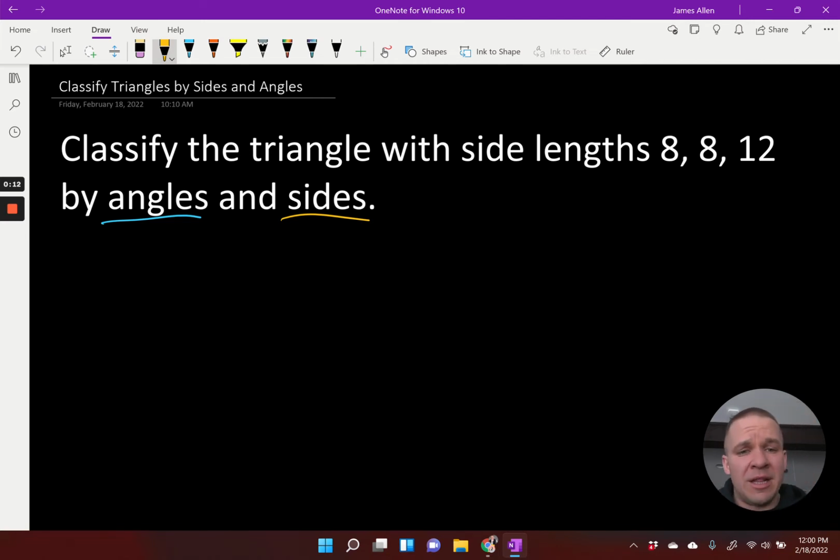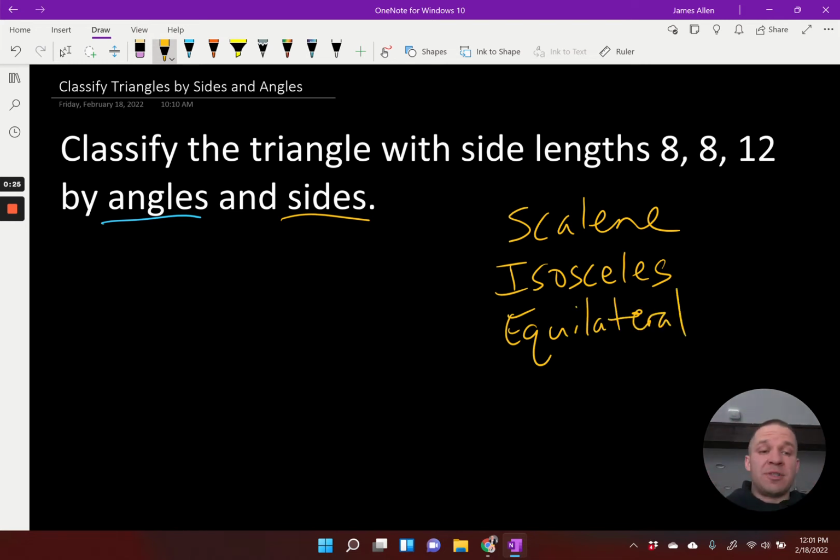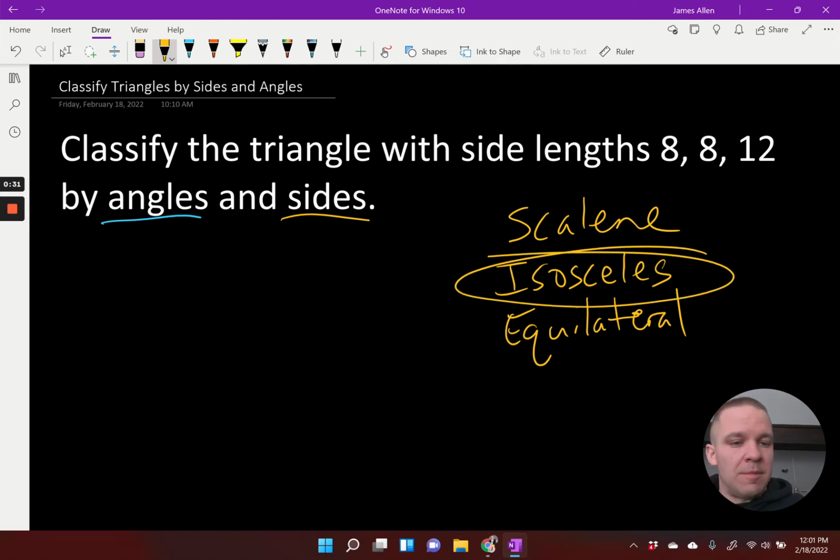That would be scalene, isosceles, and equilateral. So scalene is no sides are the same. Isosceles, two sides are the same. And equilateral, all three. So for this one, it's going to be isosceles, right? All right, we've already knocked out the sides.